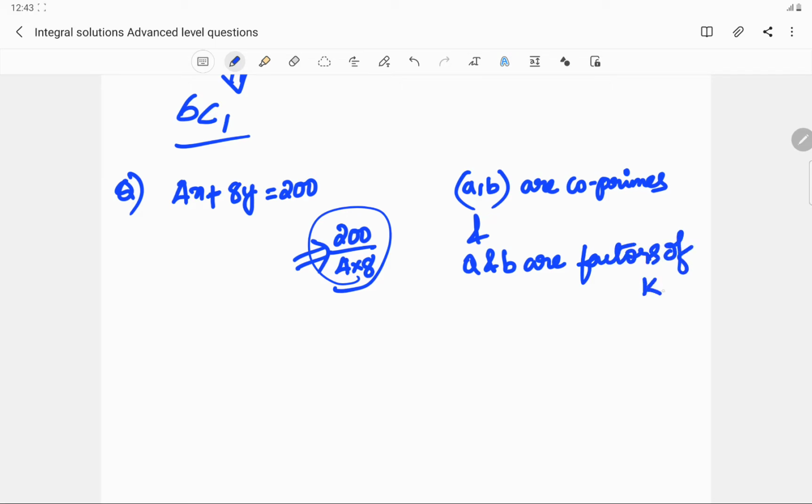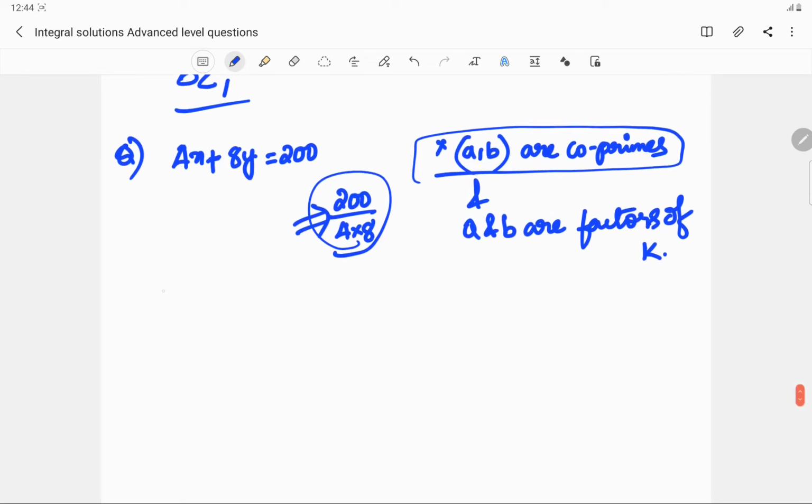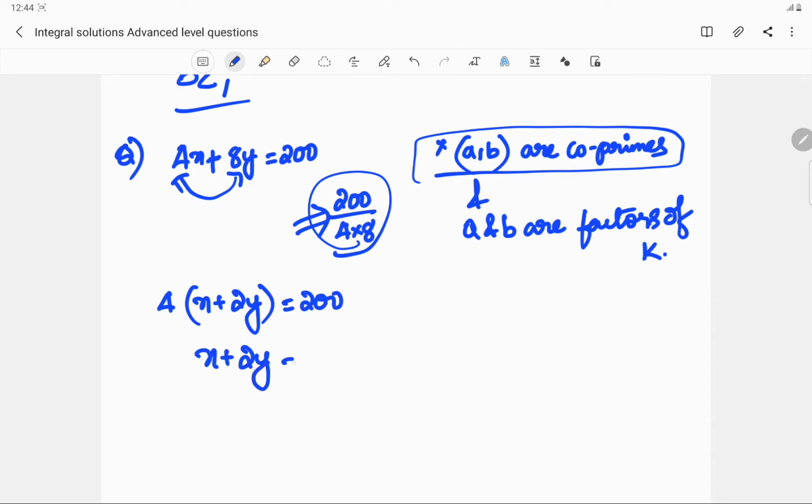These two conditions must be met. In this equation, this condition is not being met. That is the first condition: a, b are co-primes. So what we need to do is take out the common factor between these two. Say 4, this will become x plus 2y is equal to 200. So this is nothing but x plus 2y is equal to 50.